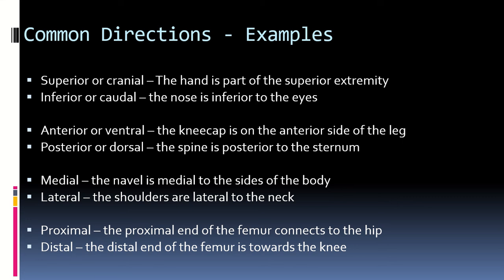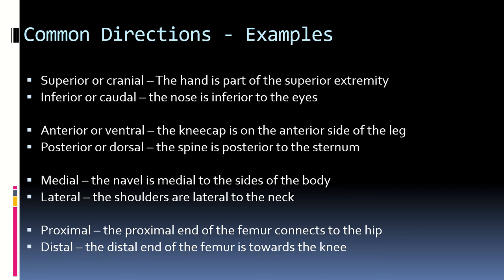Now, if you're looking at the front of your body, your kneecap is on the anterior side of the leg, whereas the posterior side of the leg would be the side that's closer to the back. Now the spine is posterior to the sternum. That essentially means that the spine is further toward the back of the body than the sternum, or your chest plate, is.